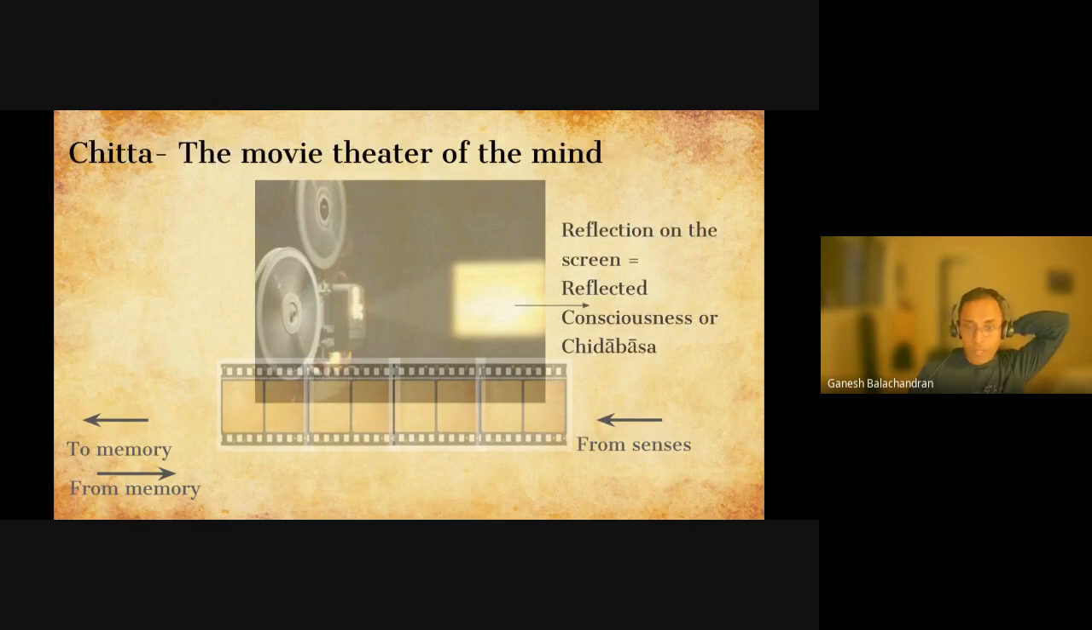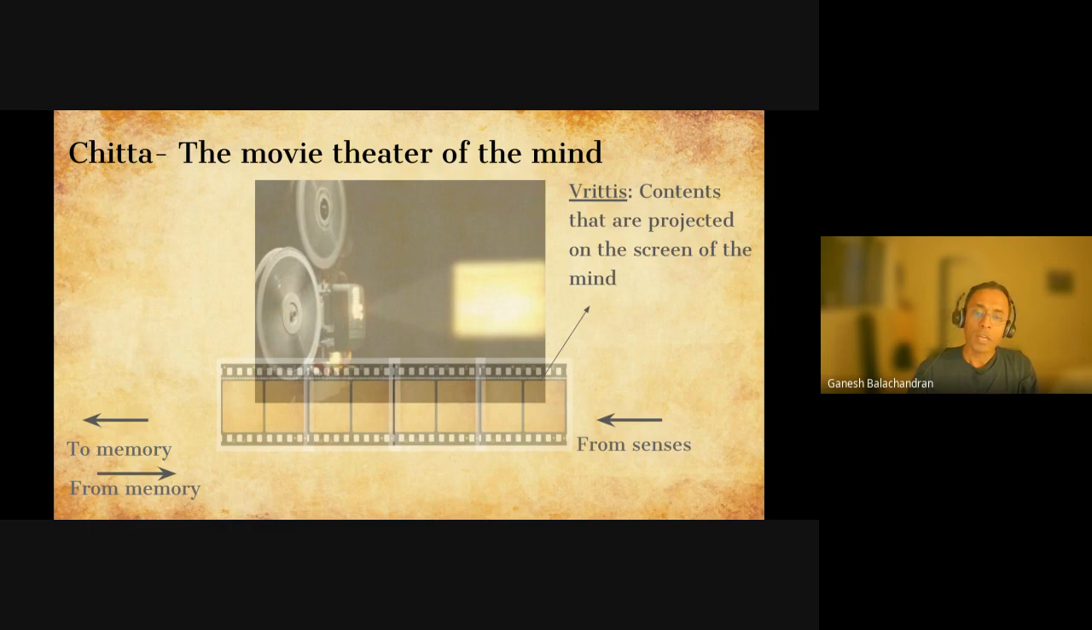Now, this reflection on the screen is what is called the reflected consciousness, or chidabhasa. Chit is the consciousness, abhasa is the reflection. So it is called the chidabhasa. And these contents, whatever is coming here, they are the vrittis. So what is projected on the screen of the mind, they are the vrittis, or the modifications. Patanjali talks about 5 types of vrittis in the Yoga Sutras.